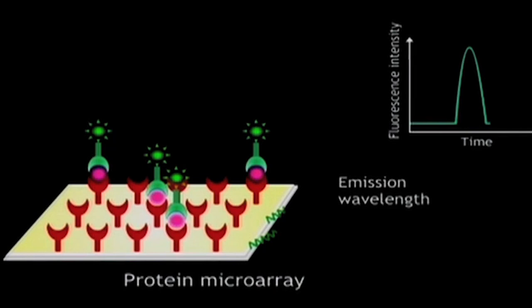As shown on the right hand side in the graph, the time versus fluorescence intensity is plotted and one can look at the peak to measure this fluorescence intensity. Sensitivity of less than 1 nanogram is achievable by using these fluorescent dyes.